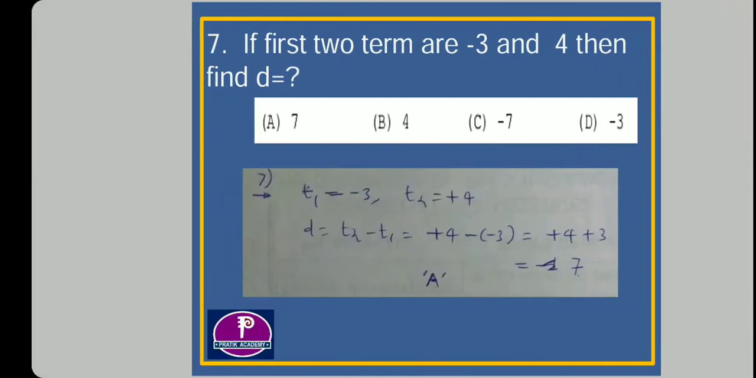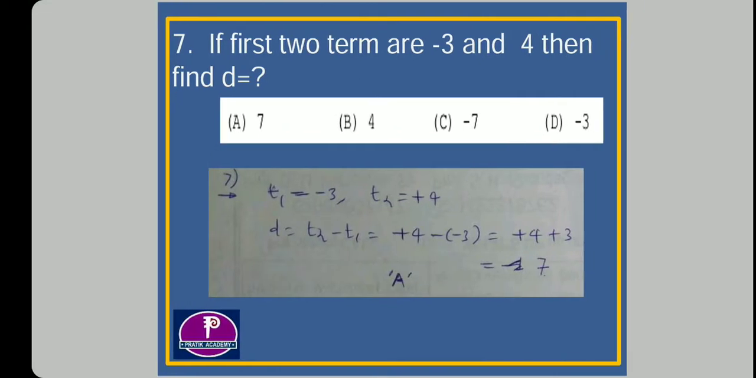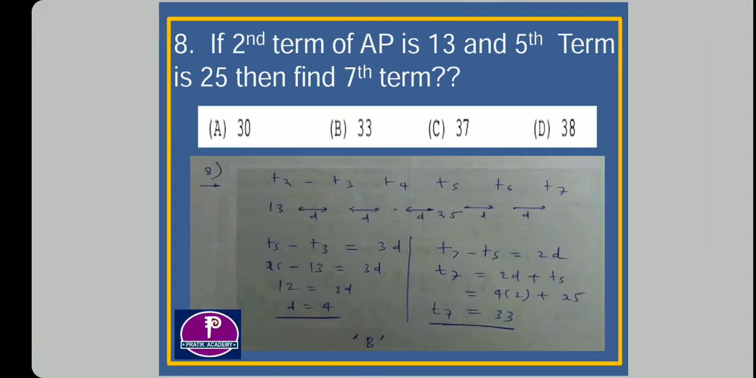Okay. And next is, if the first two terms are minus 3 and 4, find what is D. So D is nothing but the difference between two successive terms, that is here T2 minus T1. So here we get the difference as 7. So option A is correct one.